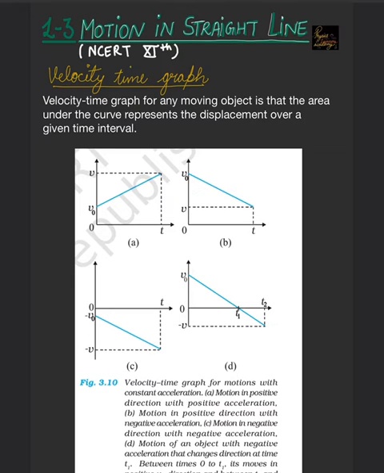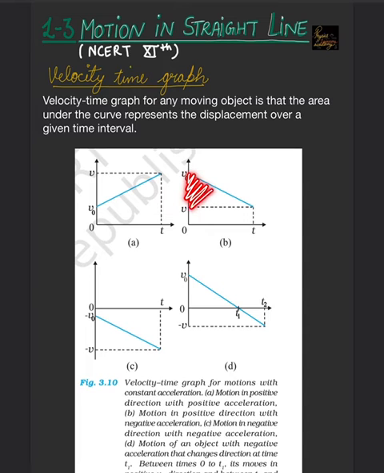And the thing we have to learn under this is the velocity-time graph for any moving object. What happens here is the area under the graph. The line V that we made, V moves along with T, and whatever area comes under it, this area represents the displacement over a given time interval. What is this area? Displacement.